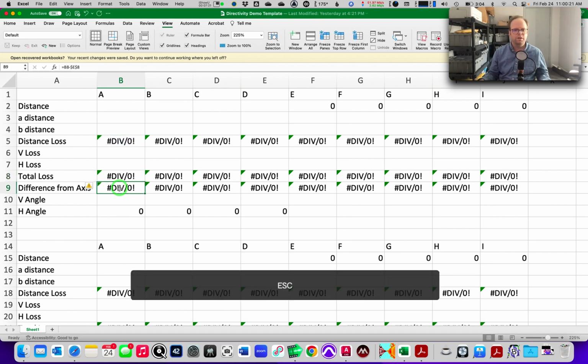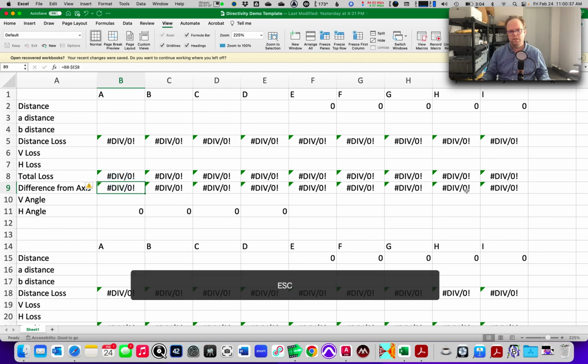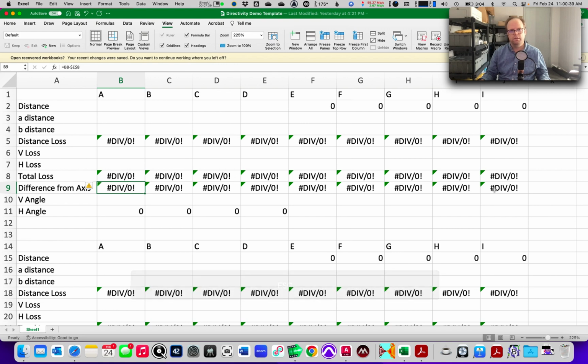And then this one here, which I'm calling difference from axis, is really just how much different this spot is from whatever spot the loudspeaker is pointed at, the on-axis point, which in this case is seat D, the back row center. So I'm comparing everything against that, and I'll get a range here that shows me the range of difference I have across the seating area.